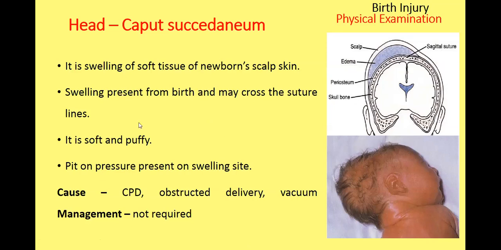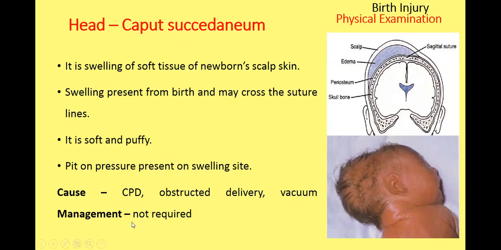This swelling is not limited to the suture line. It may cross the suture lines, but it is within the skin. It is soft and puffy. Pitting on pressure may be present on the swelling. Causes behind the caput succedaneum: CPD, obstructed delivery or prolonged labor, use of vacuum at the time of delivery. This caput succedaneum is present from birth.